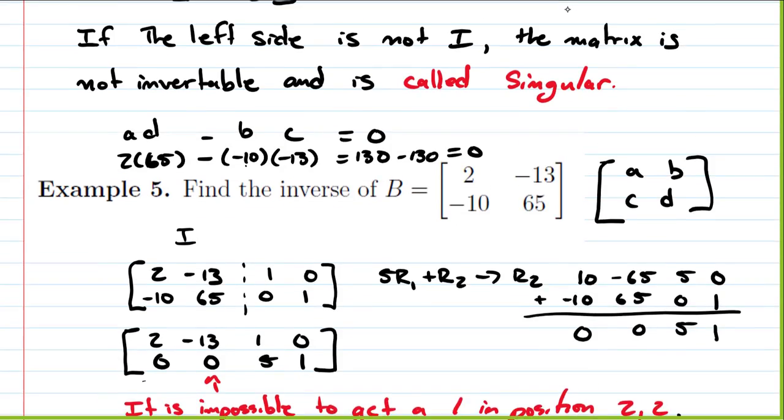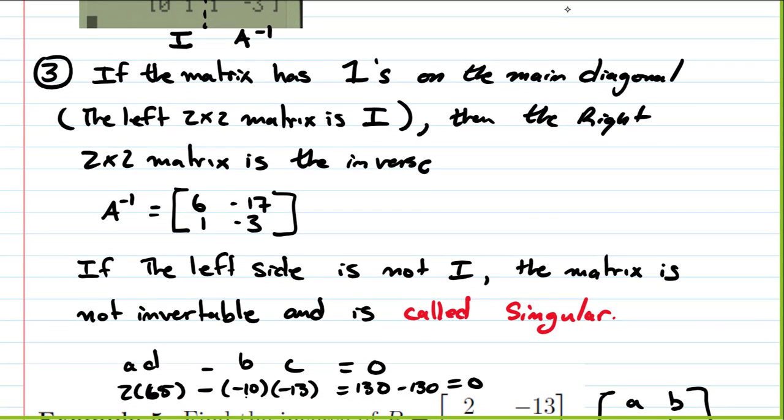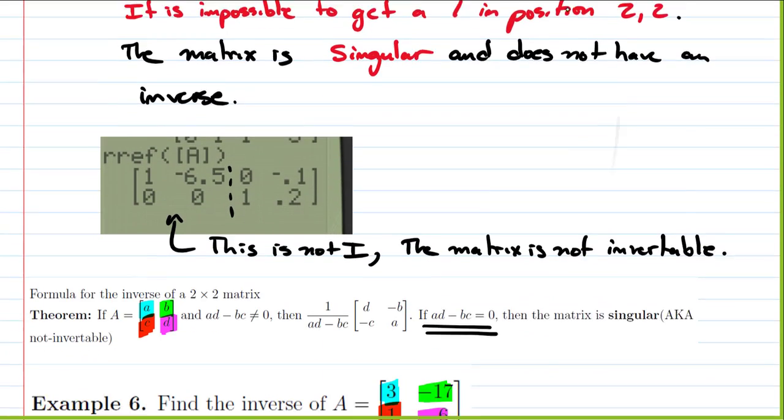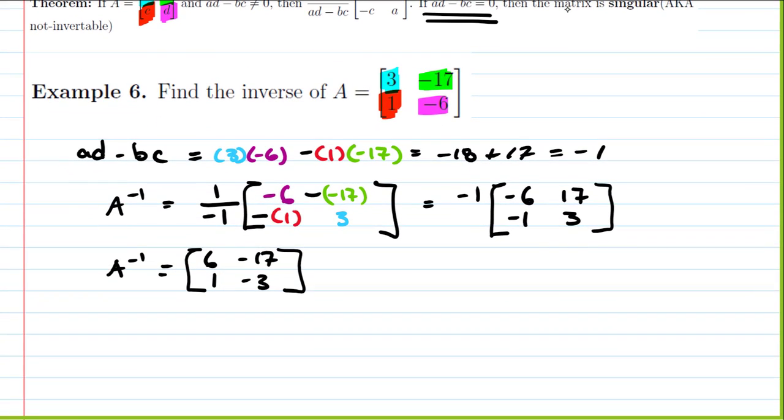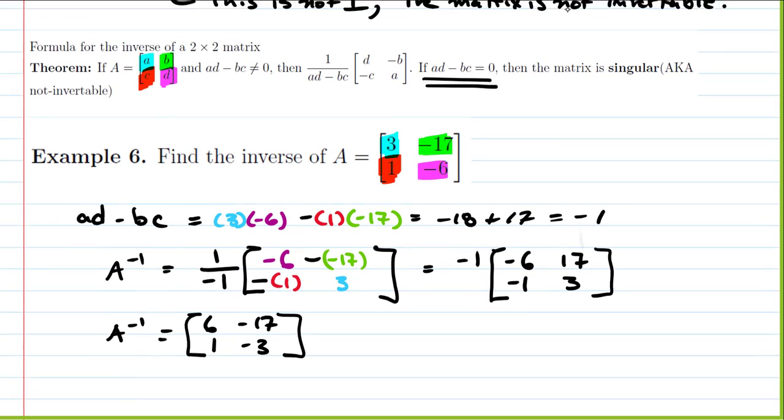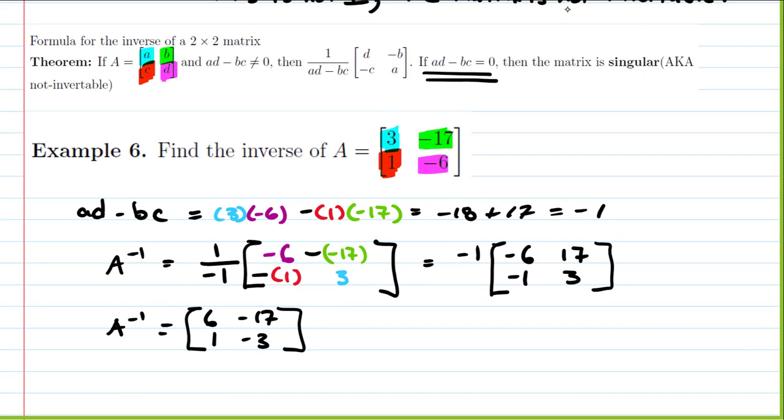which we'll note is the same matrix that we got above, right? 6, negative 17, 1, and negative 3. So our formula for A inverse is 1 over AD minus BC times the new matrix D, negative B, second row negative C, A.